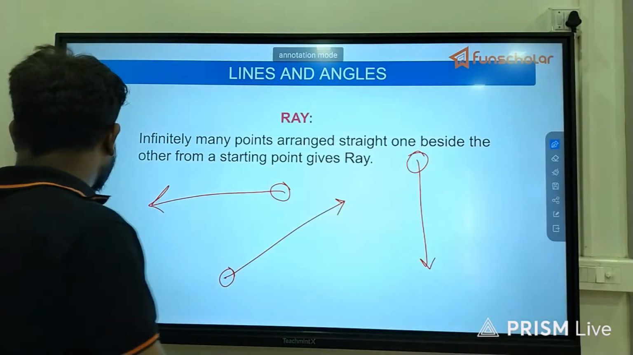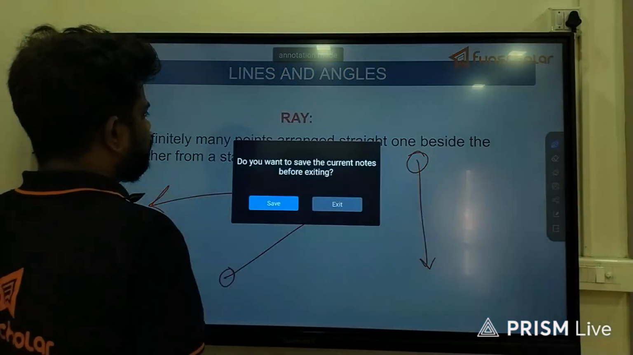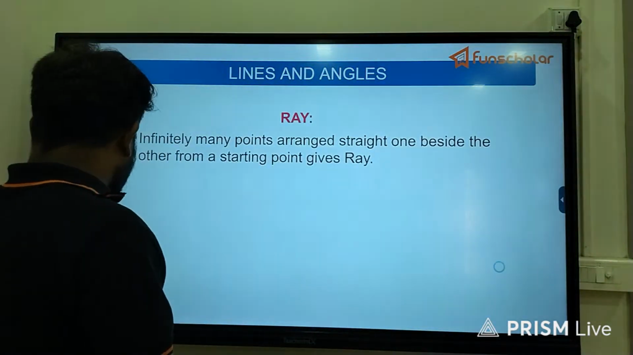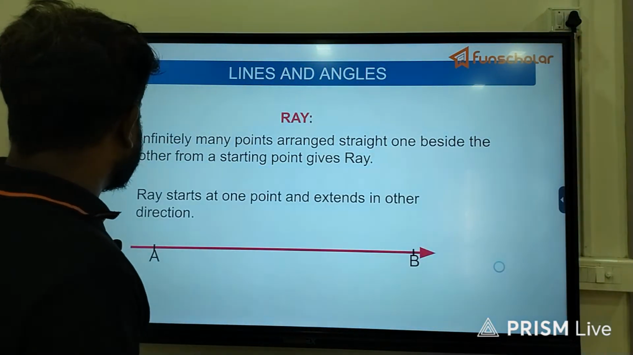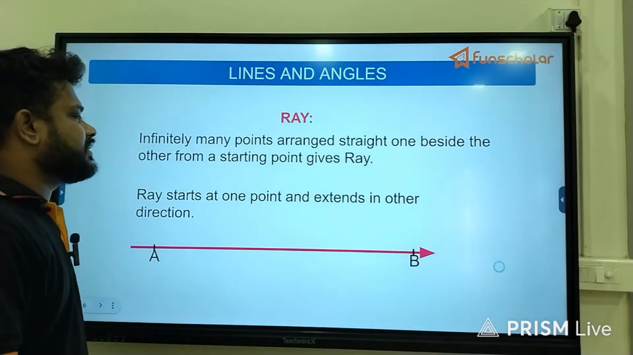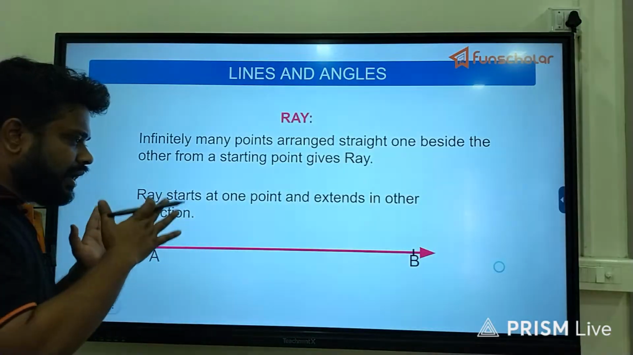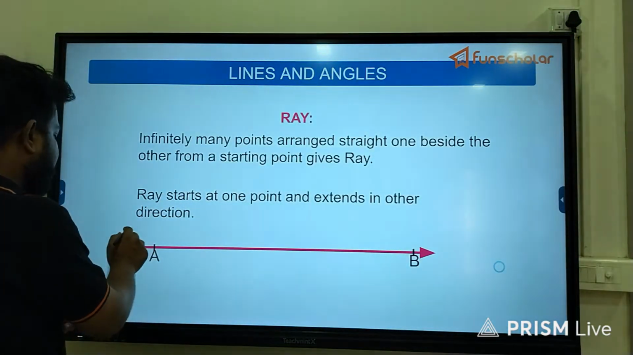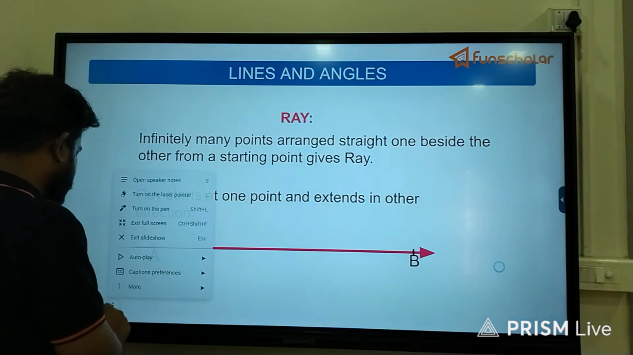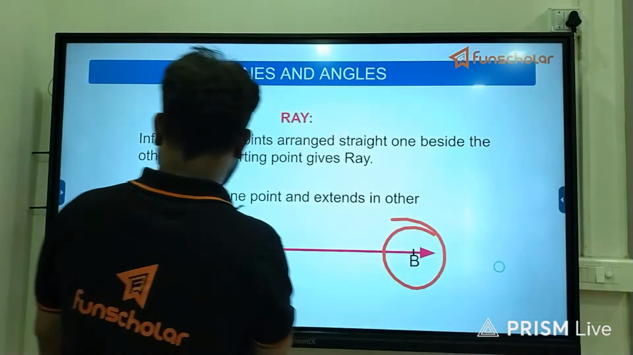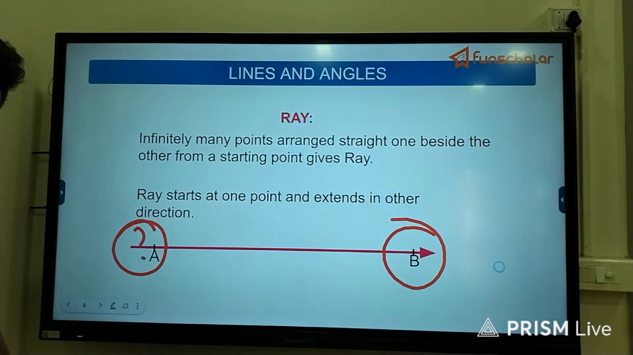Okay, so let's go next. So a ray is basically something you have already studied in class 6 and 7. A ray starts at one point and extends in another direction, which we have already studied. It has an arrow on only one side, not both sides. This side doesn't have any arrow.